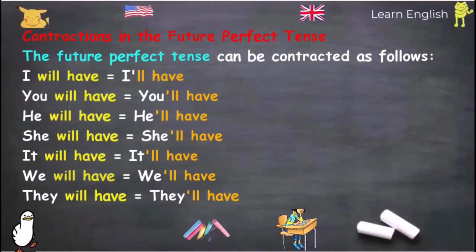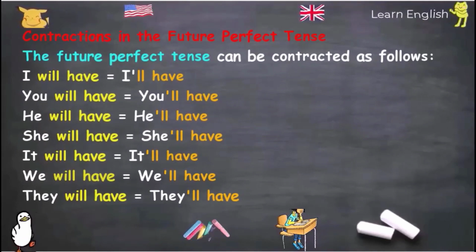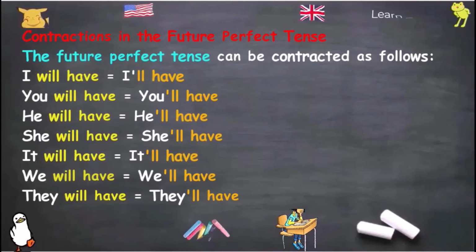Contractions in the future perfect tense. The future perfect tense can be contracted as follows: I will have, I'll have. You will have, you'll have. He will have, he'll have. She will have, she'll have.